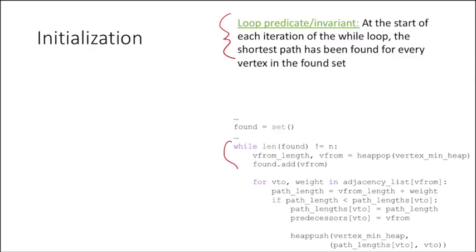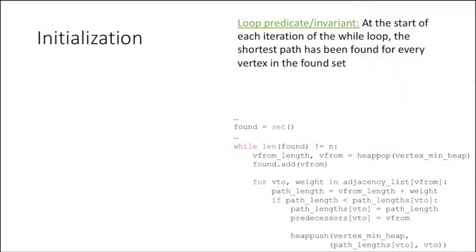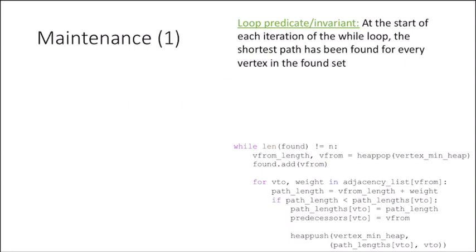And here's the loop we have to begin with that we're trying to prove. And if you notice, the found set starts out empty. So what's our reasoning for the initialization condition? We can just say initially the found set is empty, so the invariant is trivially true. We can say that we have the shortest path to everything that's in the found set because there's nothing in the found set. All right, well, how about maintenance?